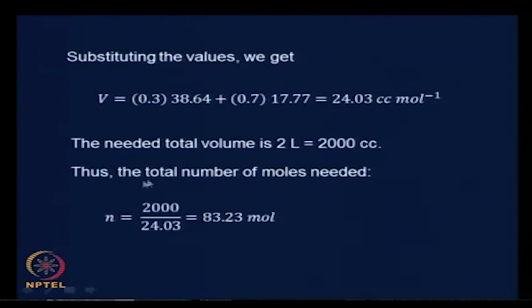this is N, the total volume divided by the molar volume. In other words, if 1 mole occupies 24.03 centimeter cube per mole, how many moles would be required to occupy 2000 centimeter cube? That is the unitary method that we are using here. Therefore, the number of moles is 2000 divided by 24.03, 83.23 moles is what it turns out to be. So, this is the total number of moles of the solution that we need.